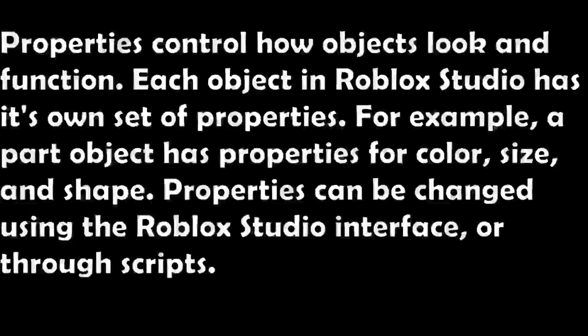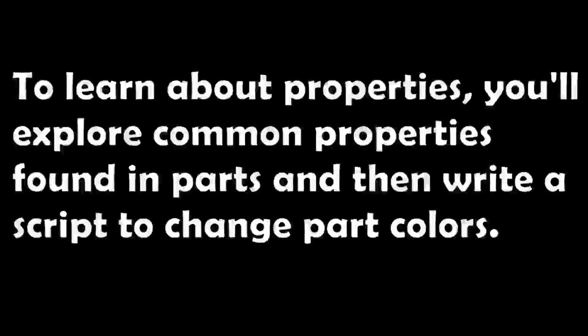So anyways, let's start. Properties control how objects look and function. Each object in Roblox Studio has its own set of properties. For example, a part object has properties for color, size, and shape. Properties can be changed using the Roblox Studio interface or through scripts. To learn about properties, you'll explore common properties found in parts and then write a script to change part colors.